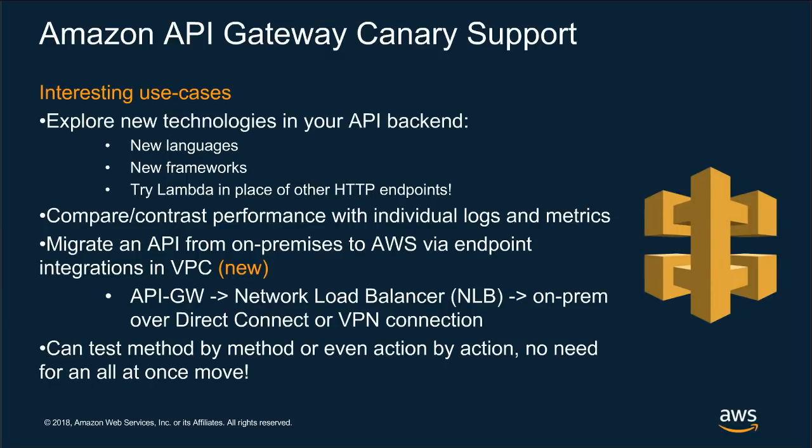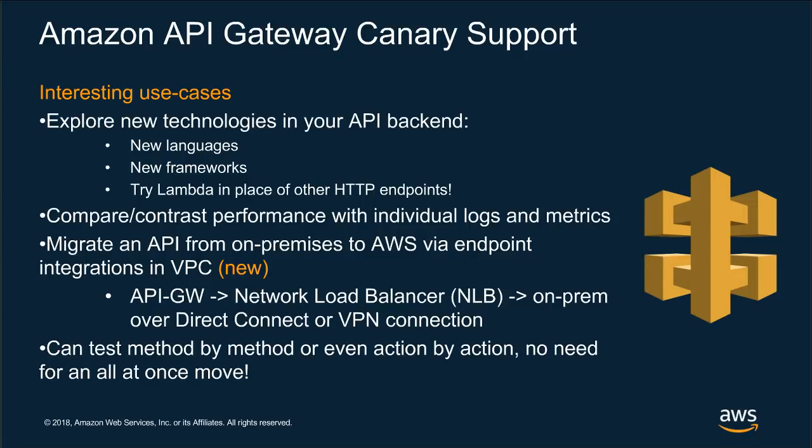So there's a number of really interesting use cases with this. And some of them are different than the use cases that you would see for Lambda's Canary capabilities or Lambda traffic shifting with aliases. One is that, because this applies across the entirety of your API, it allows you to explore new capabilities or new thoughts in how you build your API. So whether you're using new languages, new frameworks, maybe you want to try Lambda in place of other HTTP endpoints. These are all things that you could potentially do as part of the same API.